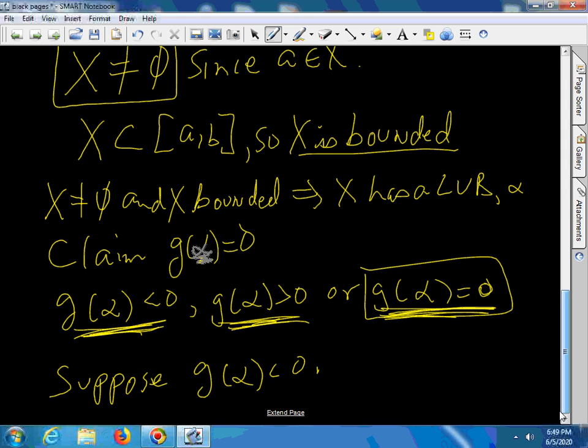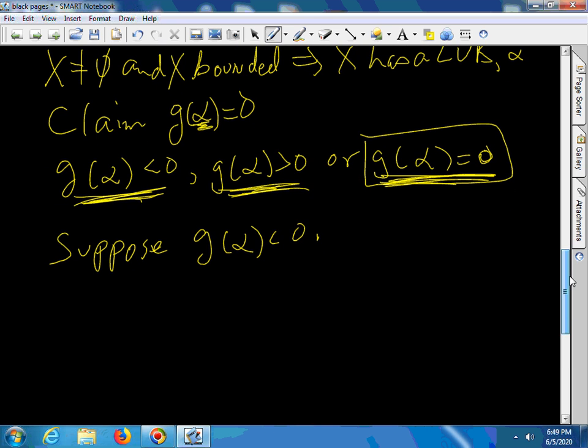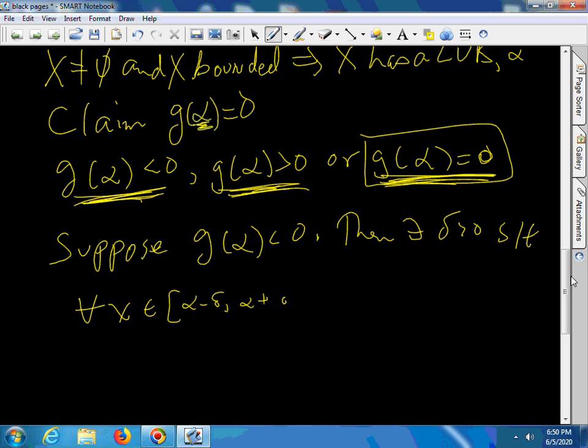Do I have nothing to write here? Good, I did. No space to write. Okay, so then there exists a positive delta such that for all x in the interval from alpha minus delta to alpha plus delta, f of x is less than 0.